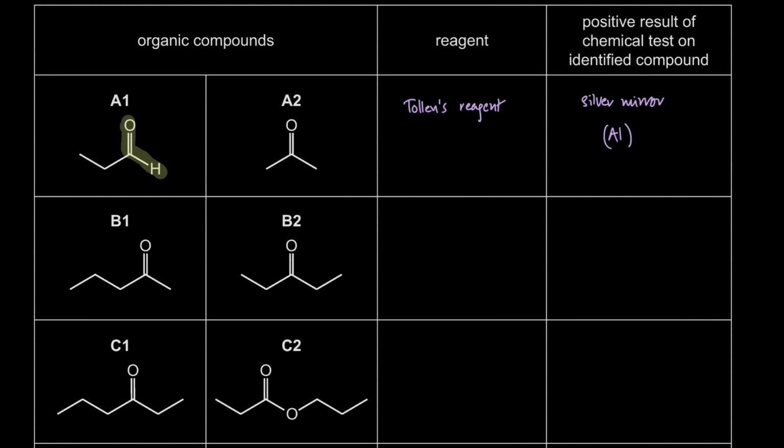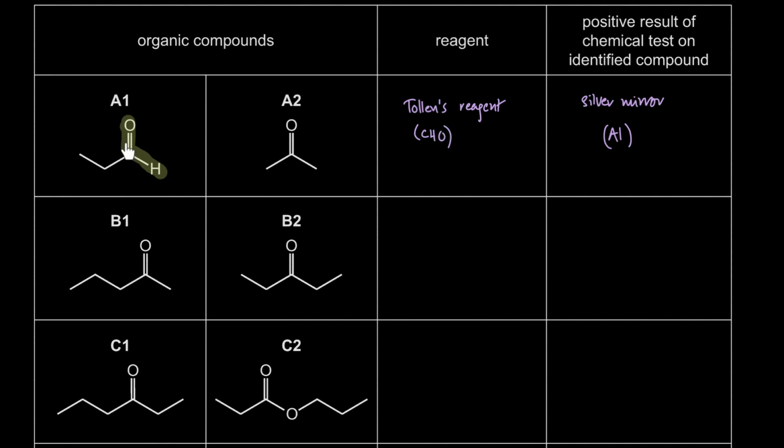Whereas we get no observation with A2. And if we were to use Felling's reagent, we would get a brick red precipitate. We would get a brick red precipitate with A1, and we would get no observation with A2, right? No color change with A2. So Felling's reagent is a blue solution that gives us a brick red precipitate if a CHO group is present. Okay, so we can use any one of those 4 reagents.